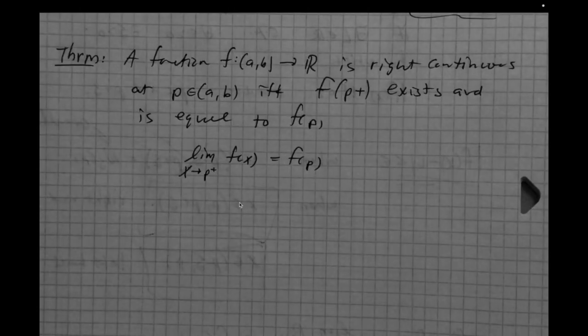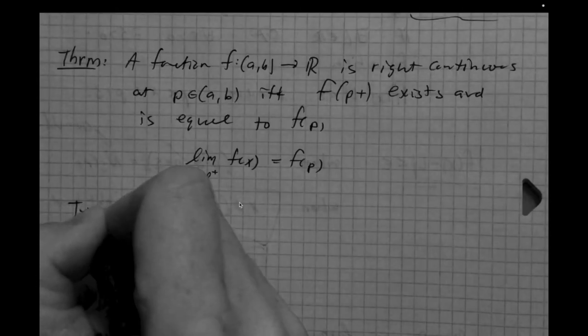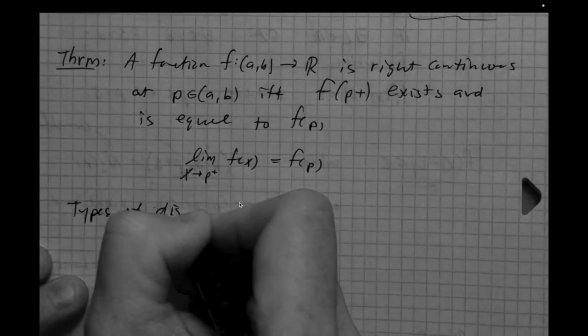So this is a theorem that we won't prove. You can go back to your calculus books to see a proof, but we'll use it. We'll be using it in examples and later in theorems. But what we want to take a look at next are types of discontinuities.